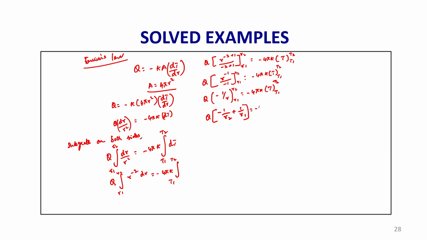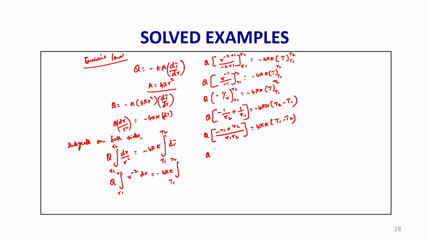Equal to minus 4 pi k. Here the upper limit is T2 minus the lower limit T1. So, on the left side we have to take LCM. The LCM is R1 into R2. So, minus R1 plus R2. On the right side multiply by the minus sign. So, we can write 4 pi k into T1 minus T2.